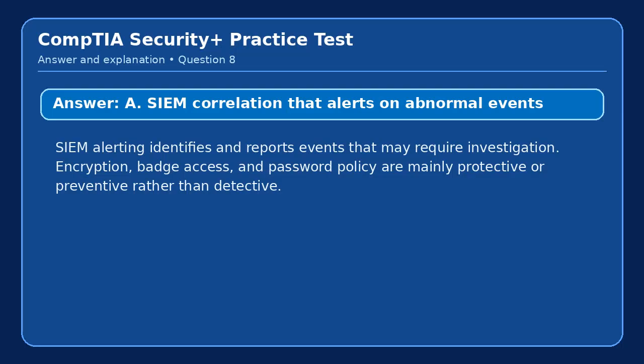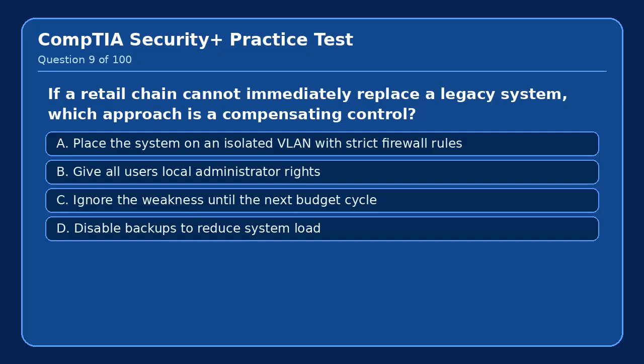Question 9. If the retail chain cannot immediately replace a legacy system, which approach is a compensating control? A. Place the system on an isolated VLAN with strict firewall rules. B. Give all users local administrator rights. C. Ignore the weakness until the next budget cycle. D. Disable backups to reduce system load. Take a moment to choose your answer.